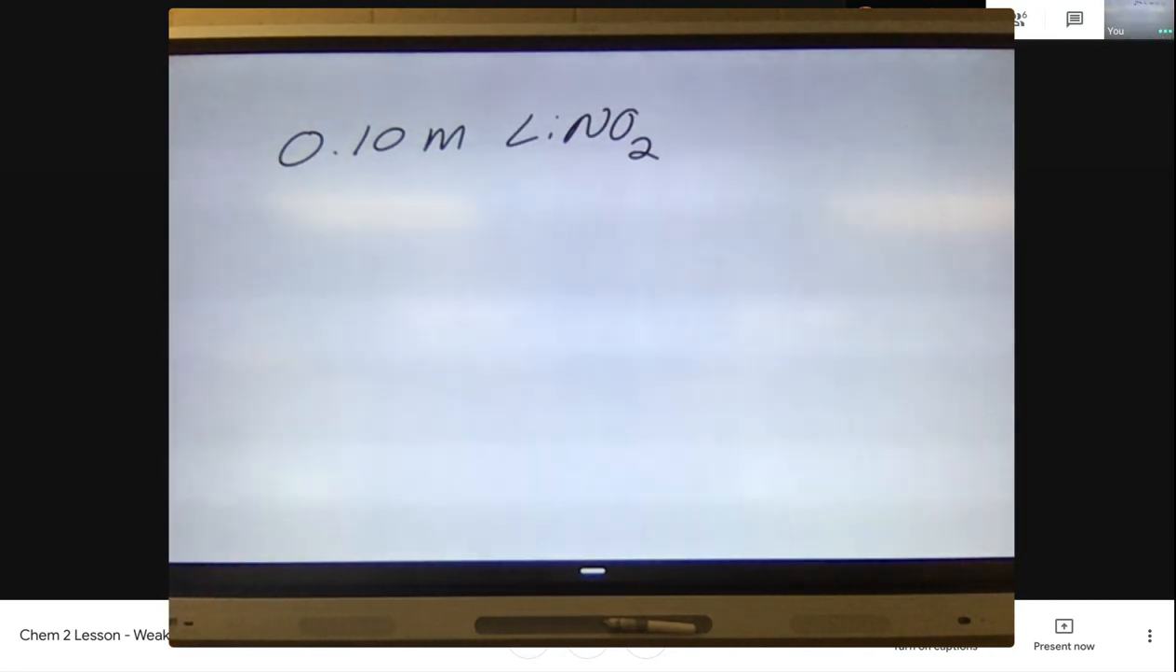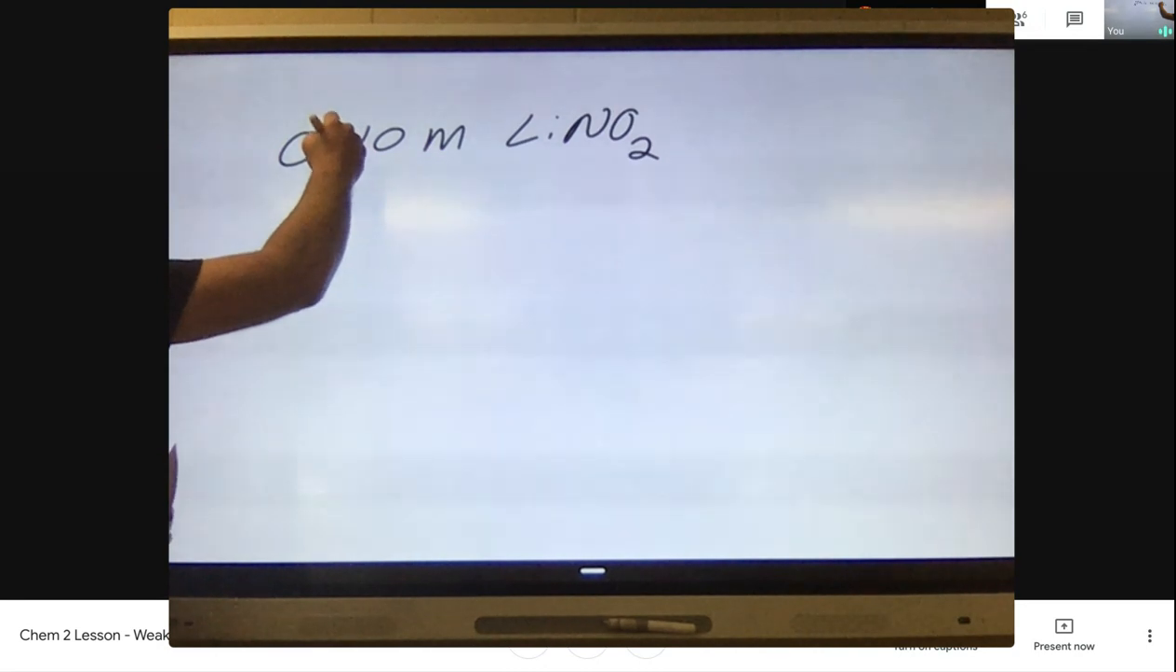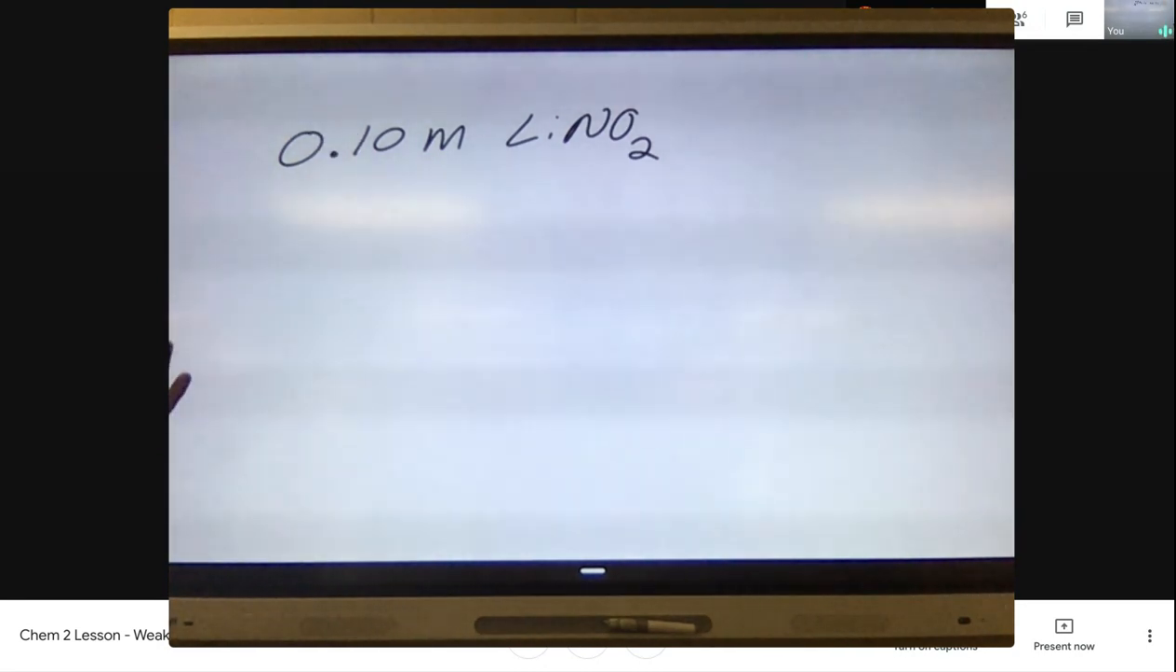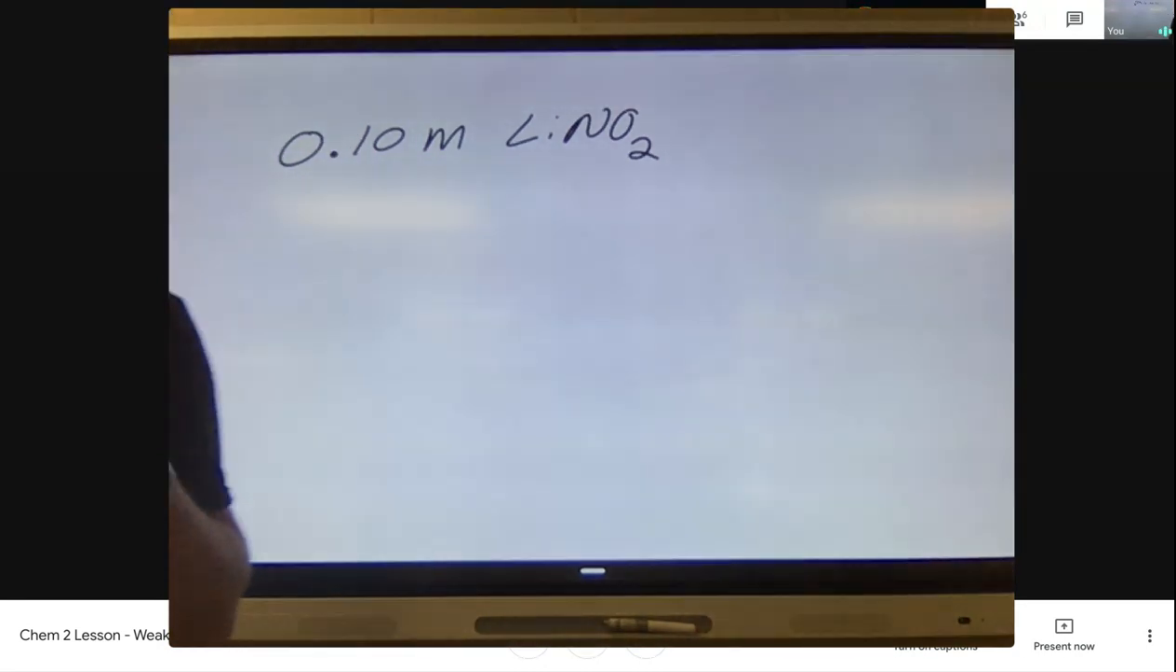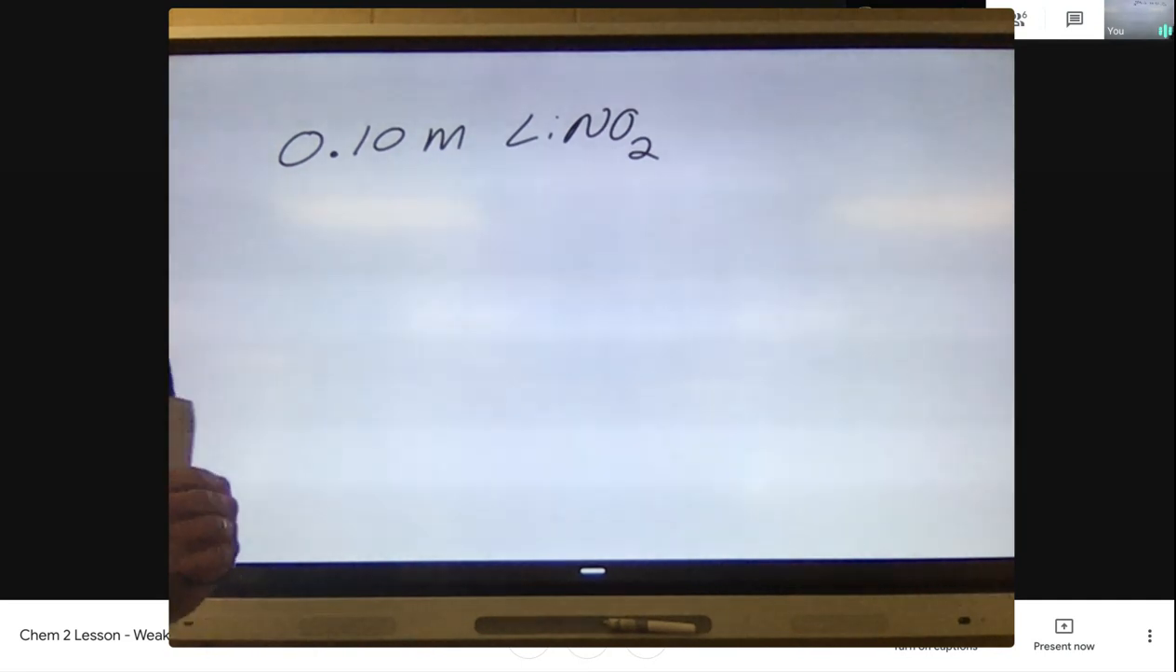LiNO2. So we have a 0.10 molar solution, and I'm going to tell you right now, there's so many people that screw this up. What you have to look at, if you don't see anything directly on the Ka or the Kb chart, what you're looking for is something that looks partially like something in the Ka or Kb chart. Okay, so for this first one, I'm just going to save you the suspense.